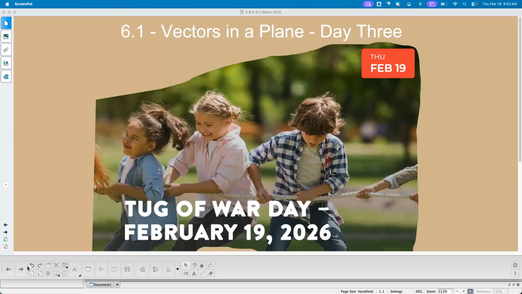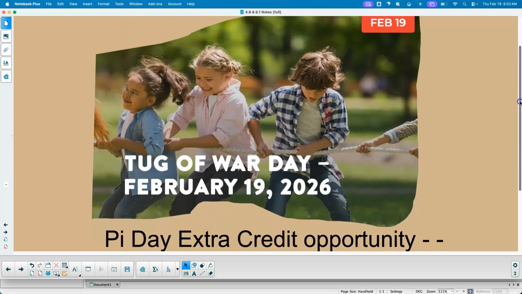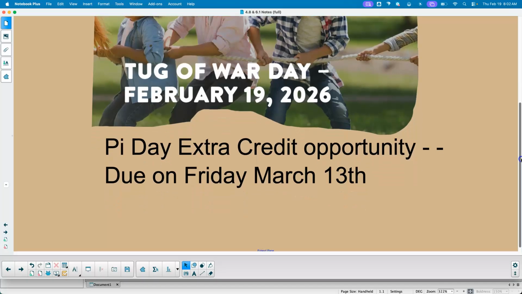Just a couple of reminders from the start. First reminder is tomorrow you're going to have a formative. It will cover vectors and navigation. So everything that we've done last week and this week will be on that one.